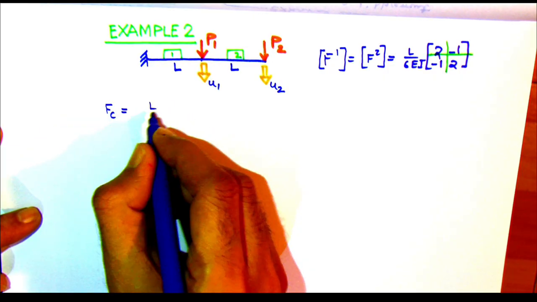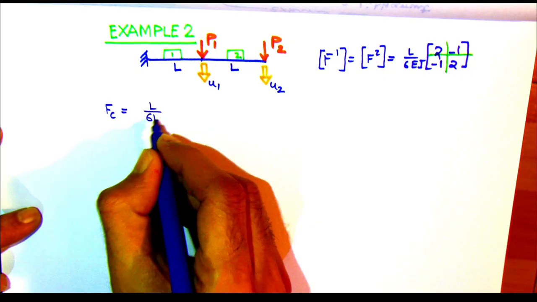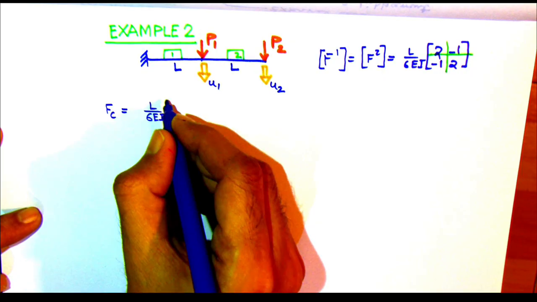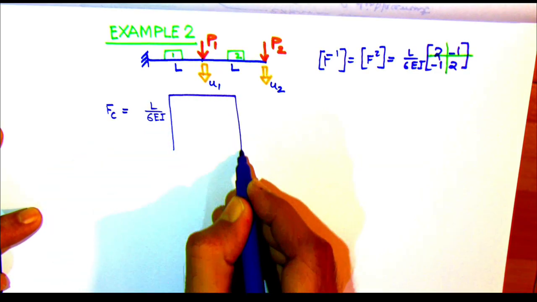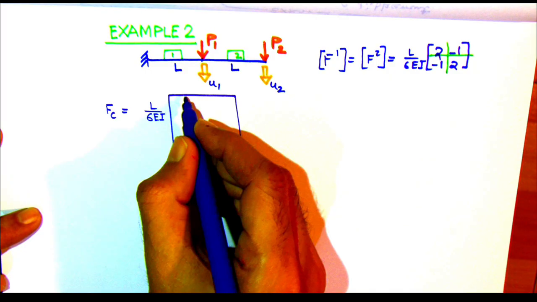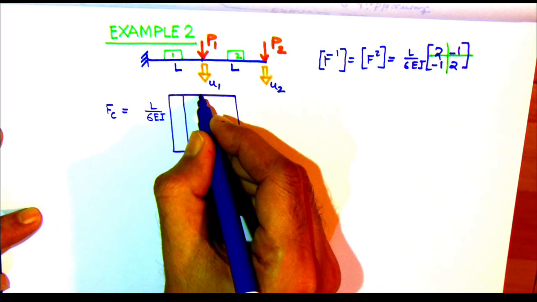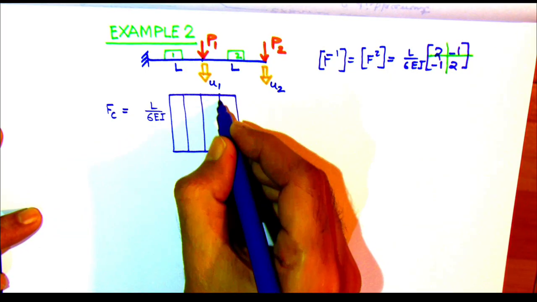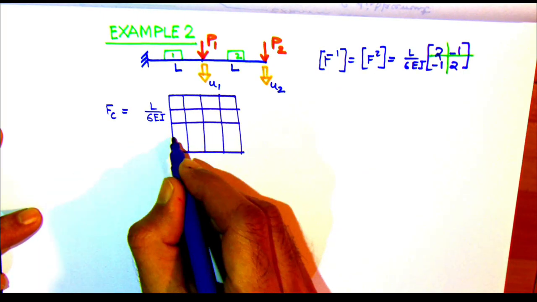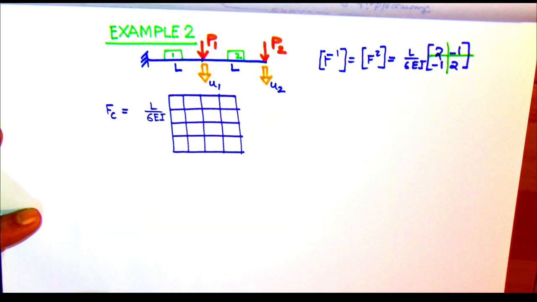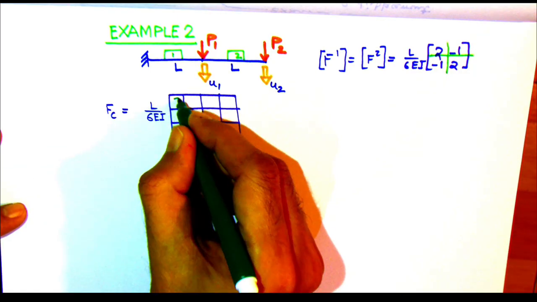Here we have both members having the same member flexibility matrices, and then we can form the collective flexibility matrix also. The size will be 4 by 4, and basically the two individual flexibility matrices of the members will be arranged diagonally, and all remaining terms shall be made 0.